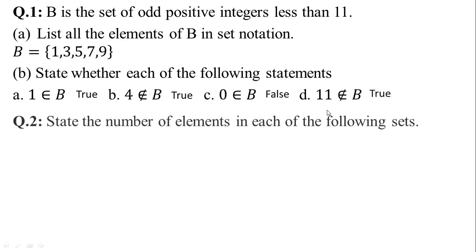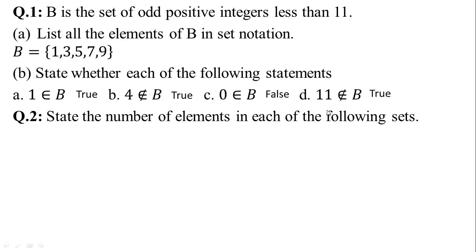Now in question number 2, state the number of elements in each of the following sets. Here, some sets are given. We can only tell the number of elements. So in the first part, we can see months in a year. So the number of months in a year, the answer is 12.